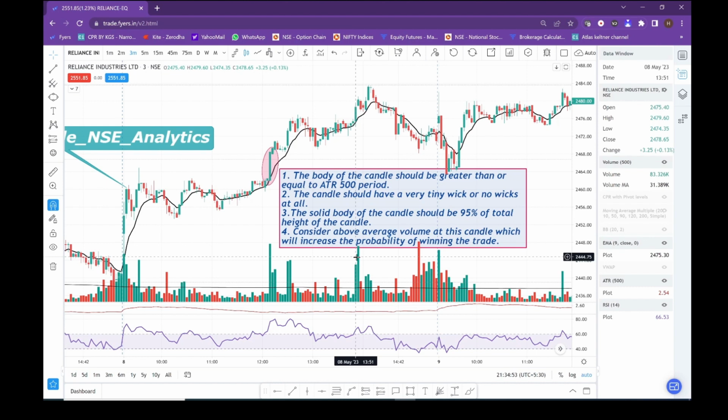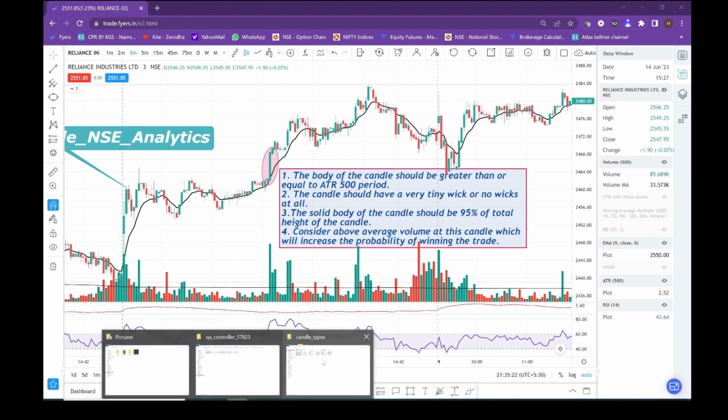So don't get confused, but we are making sure that we are categorizing the type of candle also, so that whenever we get a high probability momentum candle, we can straight away jump into the trade. Yeah, let's open the types. I have taken the snapshot.